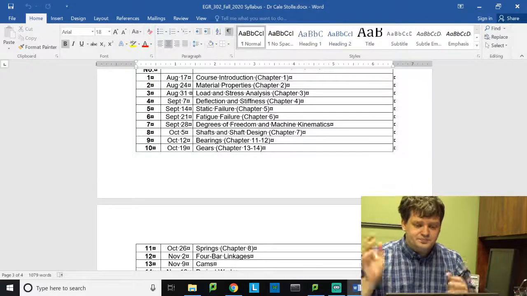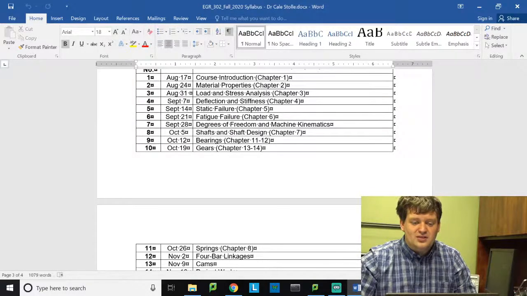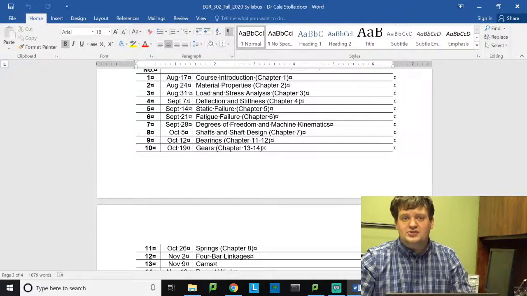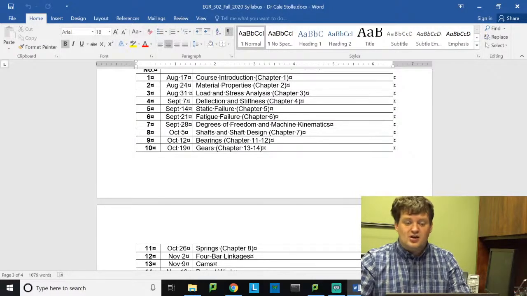Having SOLIDWORKS as a component is going to simplify the coursework. Now, I do expect you to still understand the math. I expect you to perform the math. So there will be quizzes, and yes, there will be design problems, and yes, there will be homework problems. There's going to be a lot of work to this class. A lot of work.